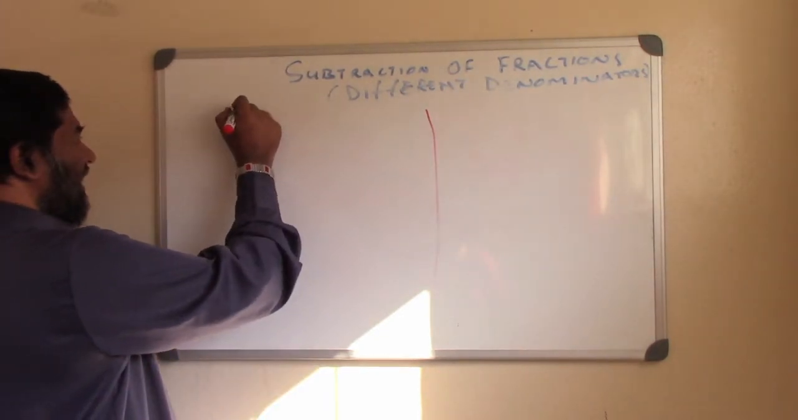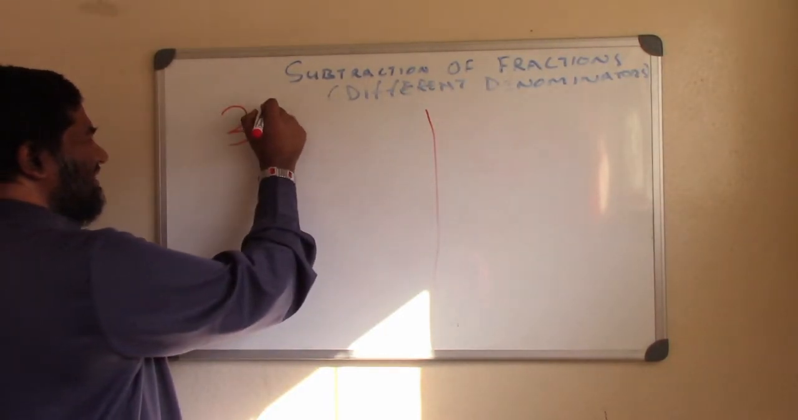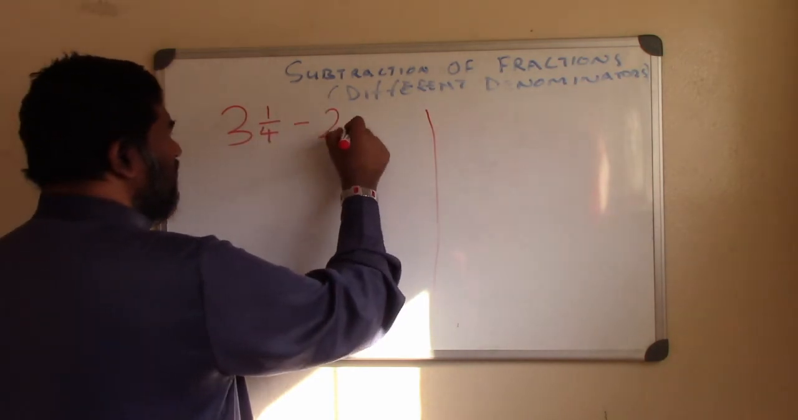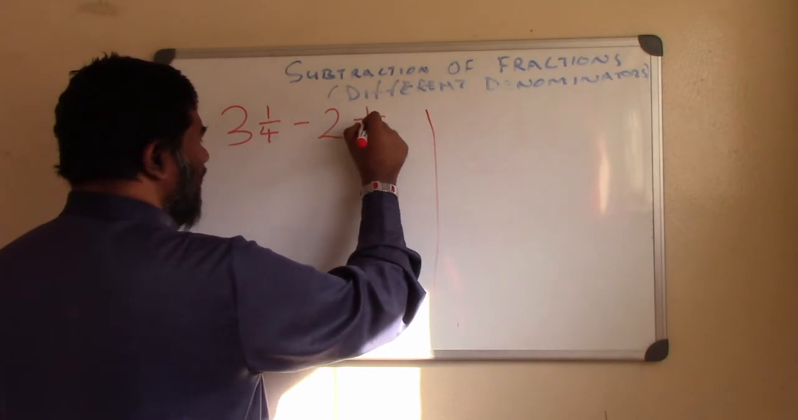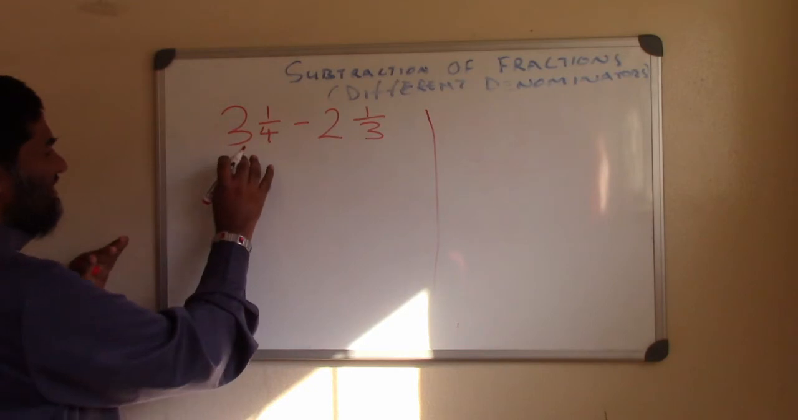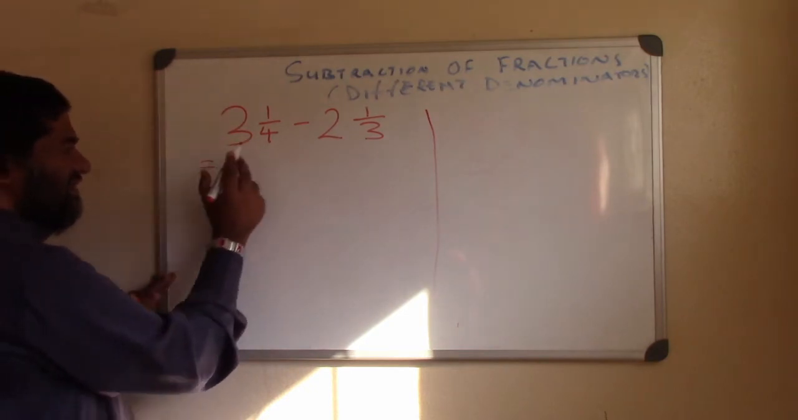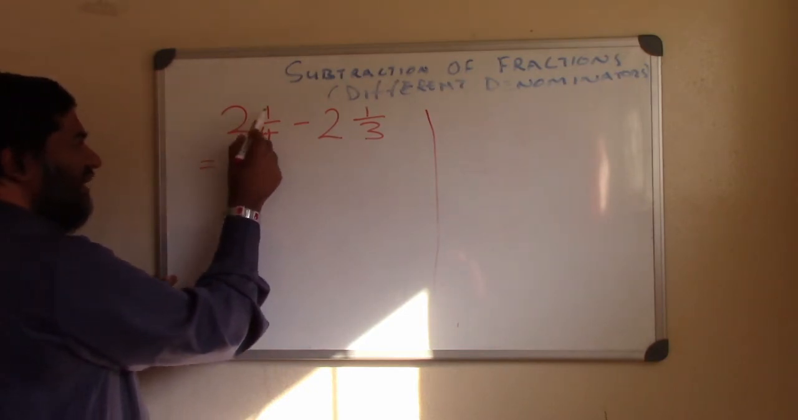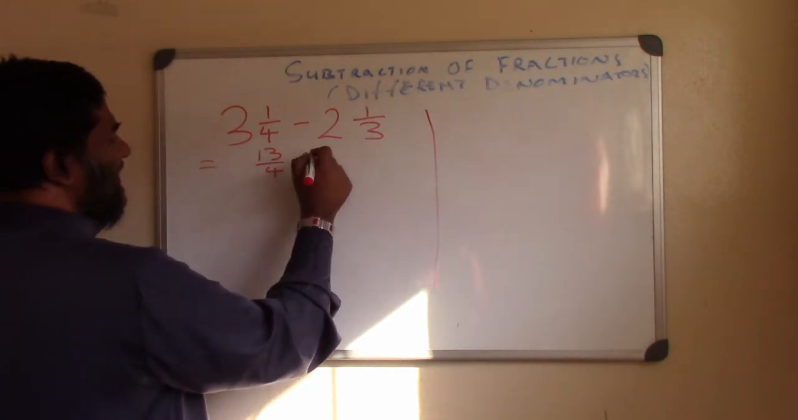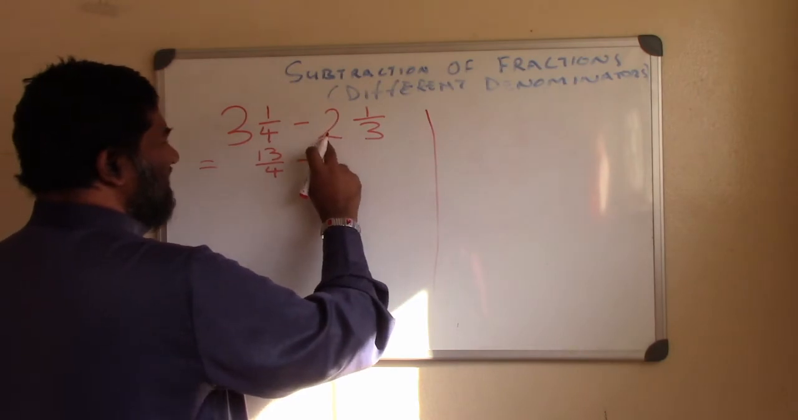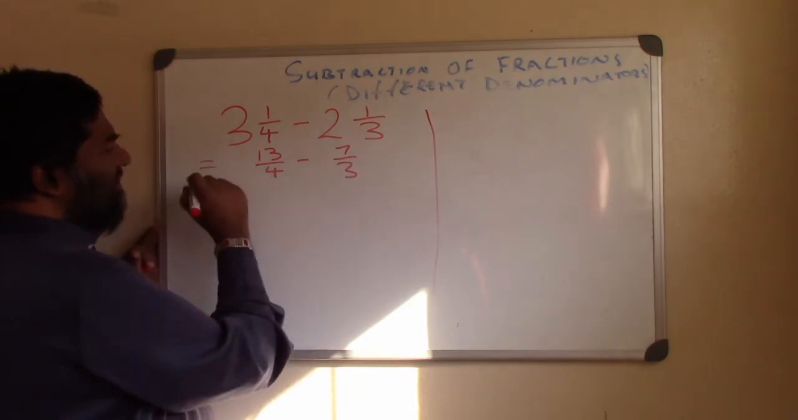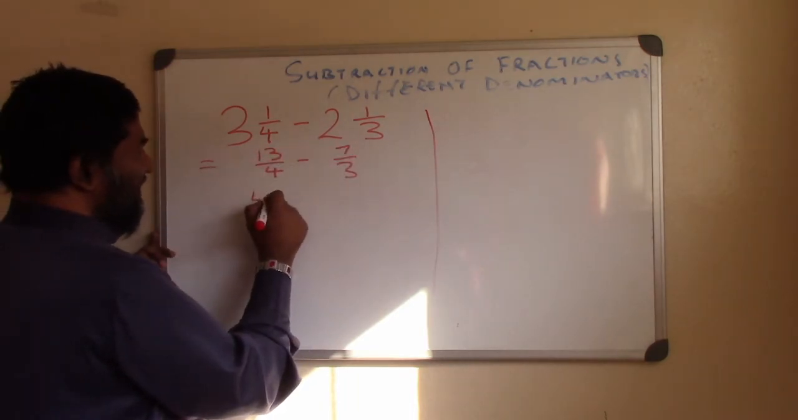Okay. Now we're actually going to do one with a mixed number. 3 1/4 minus 2 and 1 over 3. So the first thing, the easiest method, is to change them to improper fractions. 4 times 3 is 12 plus 1 is 13 over 4 minus 3 times 2 is 6 plus 1 is 7 over 3. Now my next step is to find the LCM.